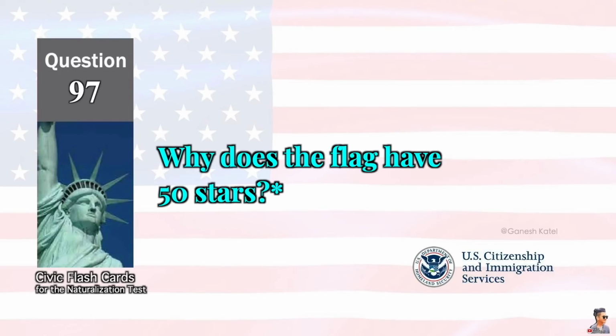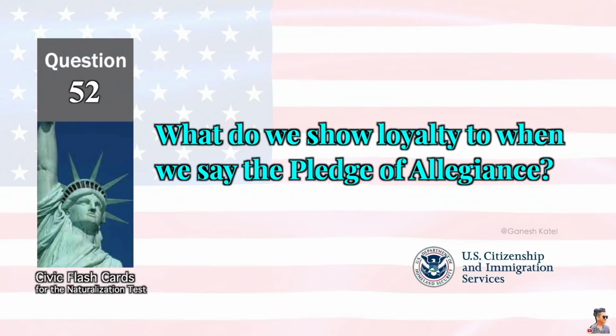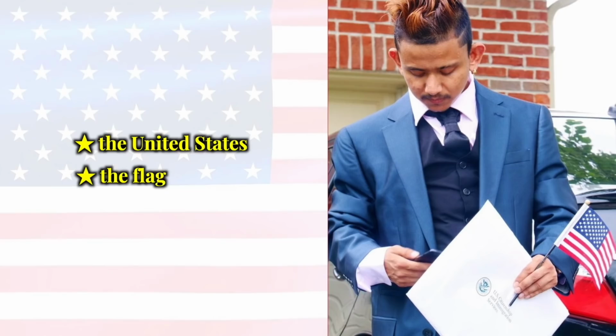Why does the flag have 50 stars? Because there is one star for each state. Because each star represents a state. Because there are 50 states. What do we show loyalty to when we say the Pledge of Allegiance? The United States. The flag.